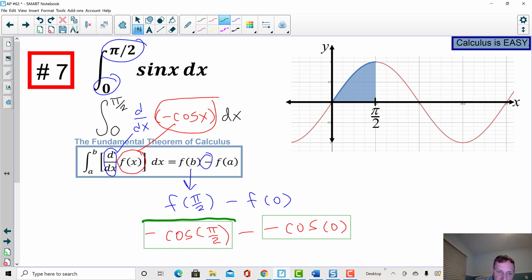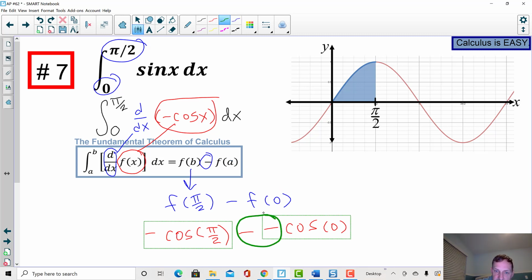When I put these boxes around it, and then a minus in between, I'm less likely to make a silly mistake. So I'm less likely to forget this negative right here. So I always recommend putting those boxes around it. You evaluate it at the end. In this case, that's pi halves. Then you put a minus, and then you evaluate it at the beginning. In this case, that's 0.